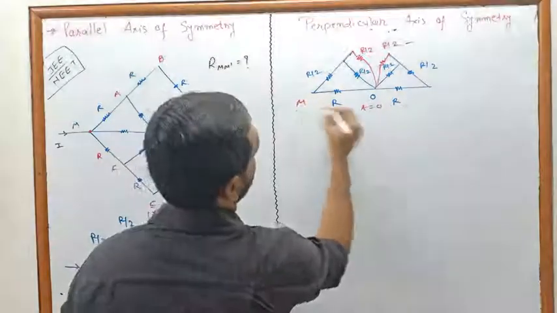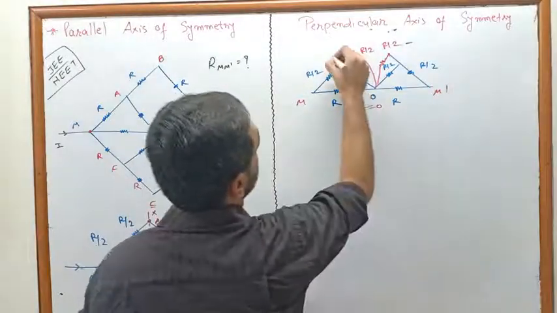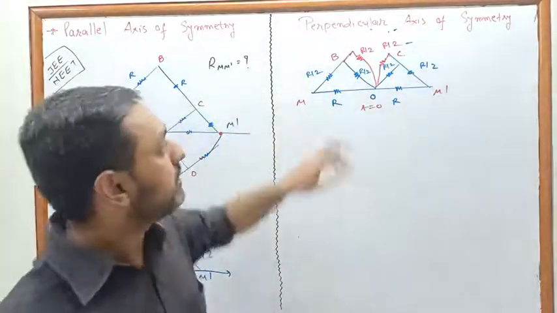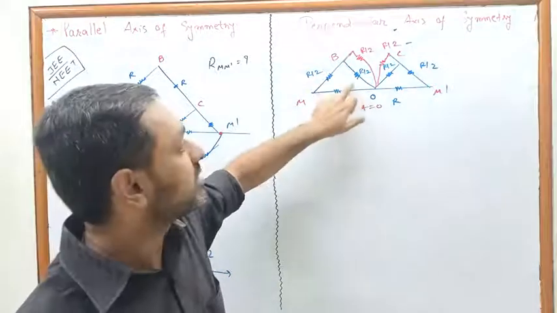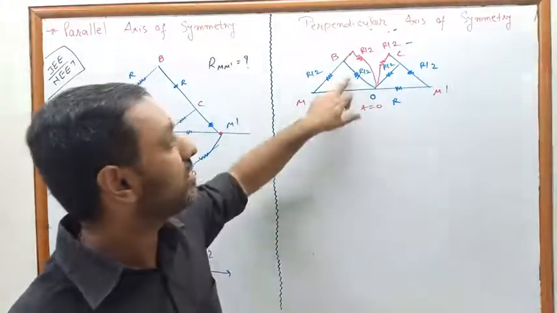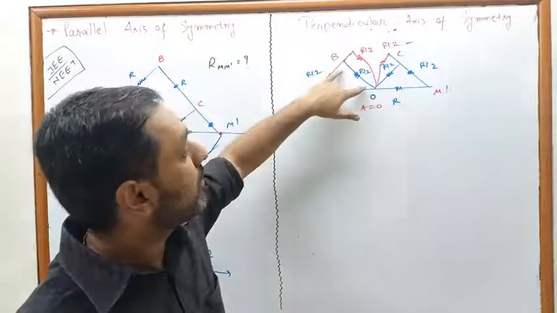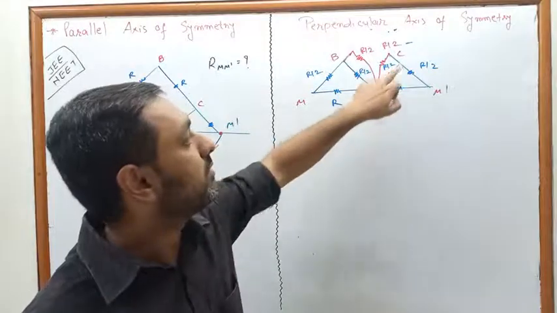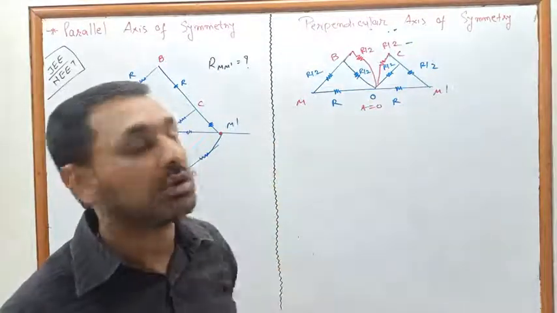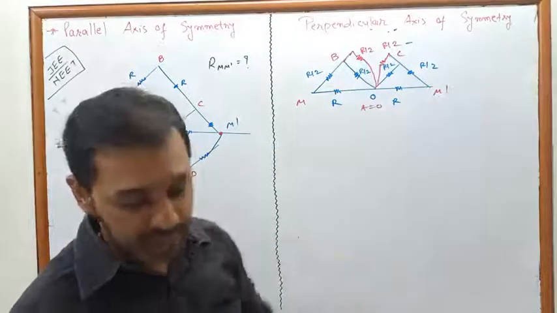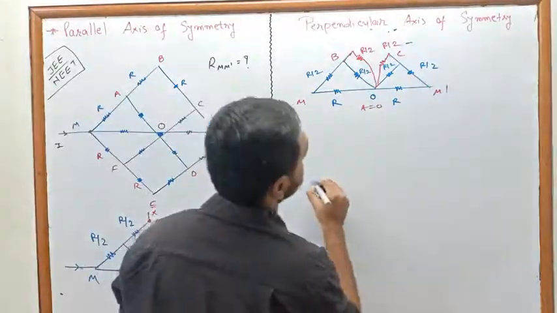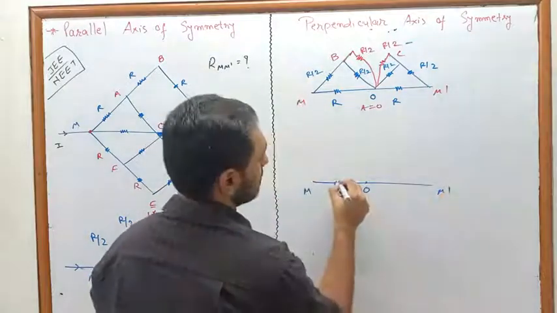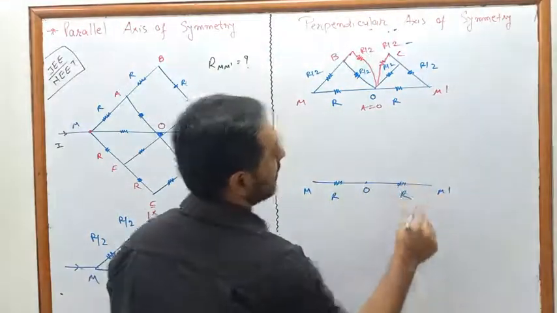Suppose this is point M, this is point M dash, say this is point B and this is point C. So between point B and O, two resistors are in parallel and the value of each resistor is R by 2. So the equivalent of these two resistors is R by 4. Same case between point C and O, you can put equivalent resistance and that is R by 4. So M, O, M dash, R, R.